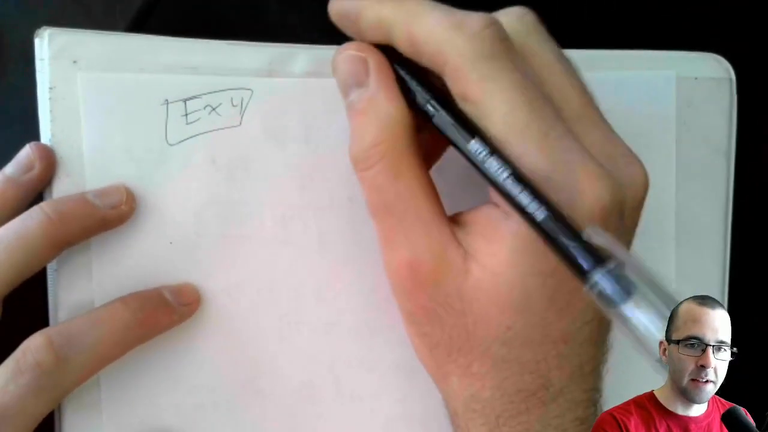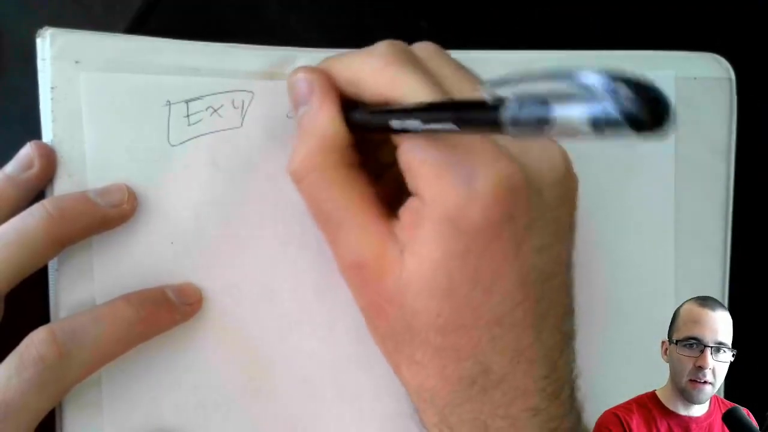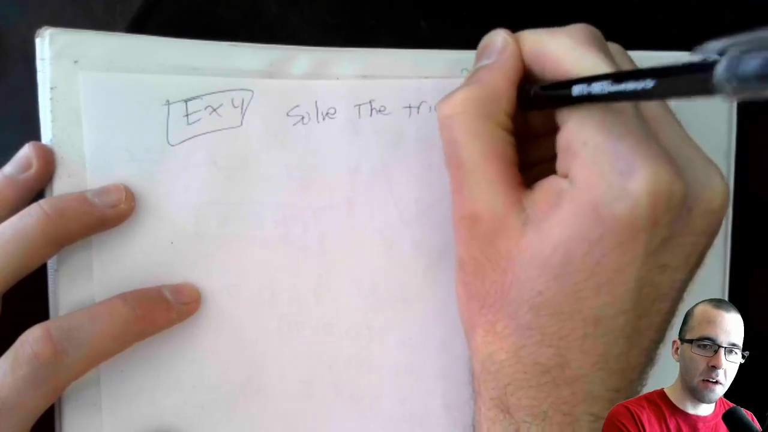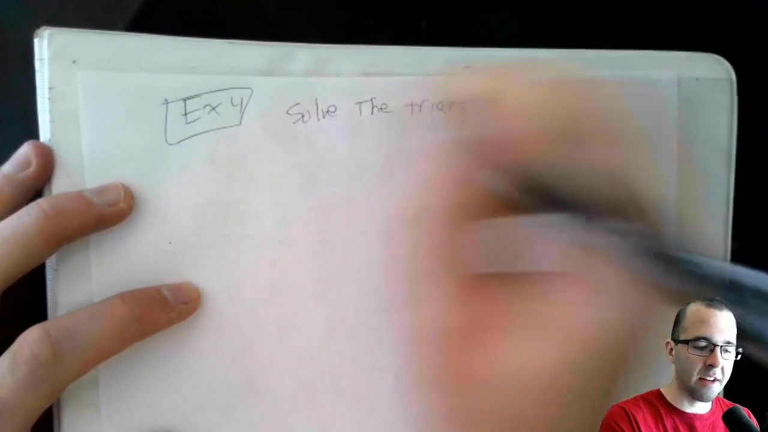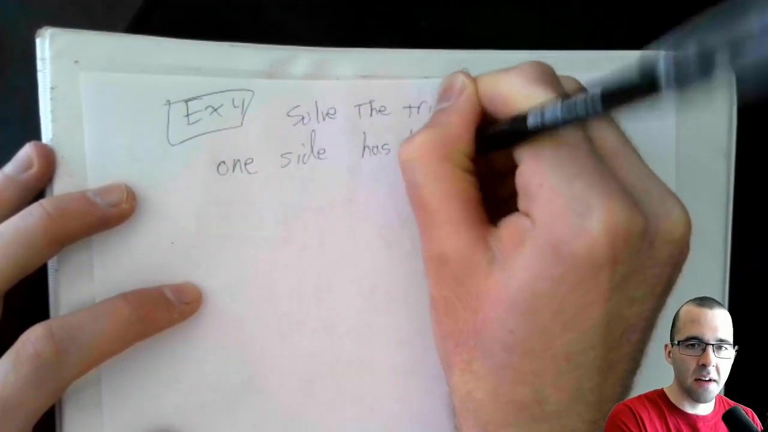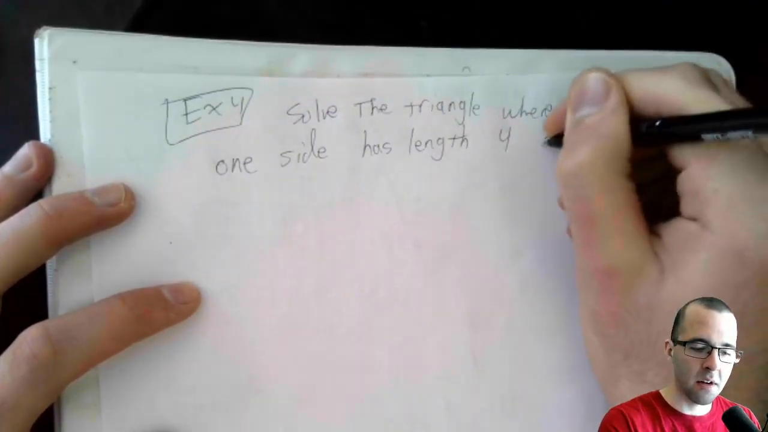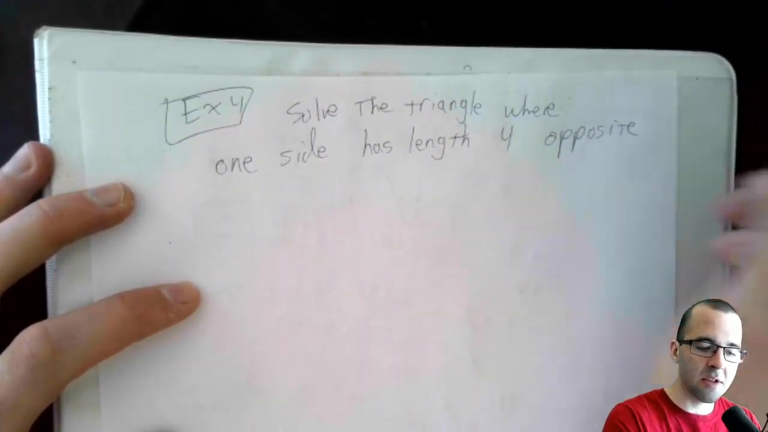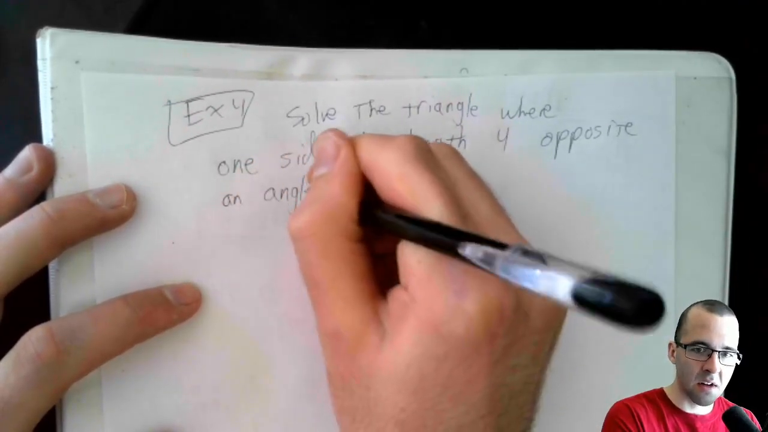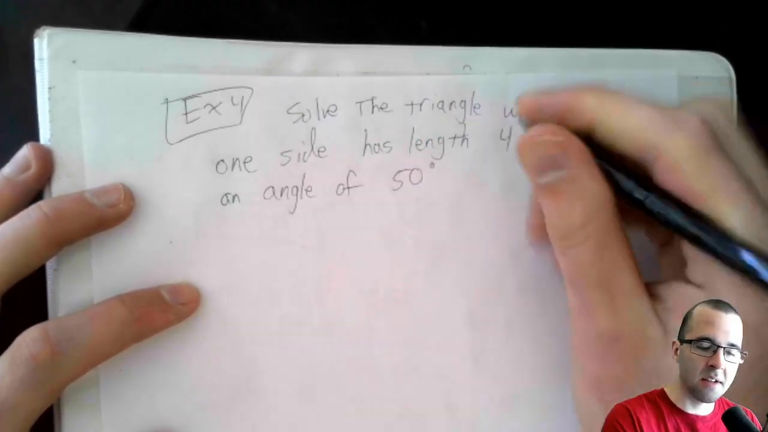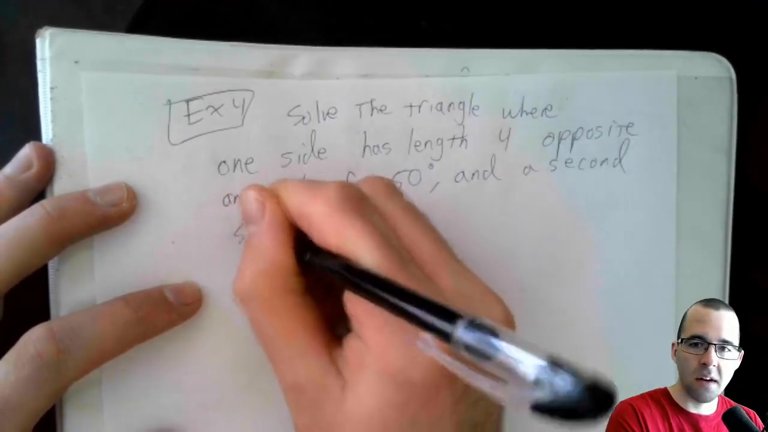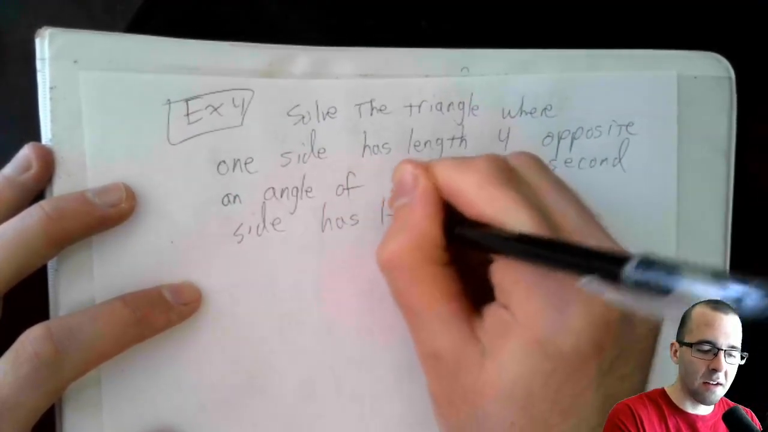So, solve the triangle where one side has length 4, opposite, just showing another way you could ask this question, opposite an angle of 50 degrees, and a second side has length 10.